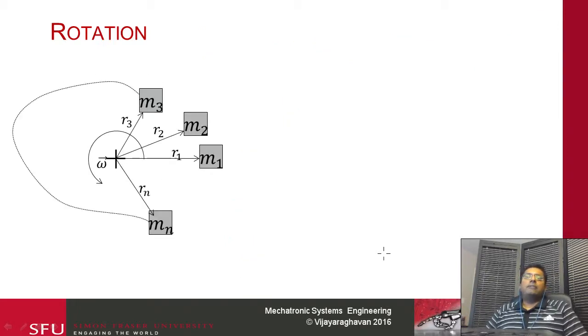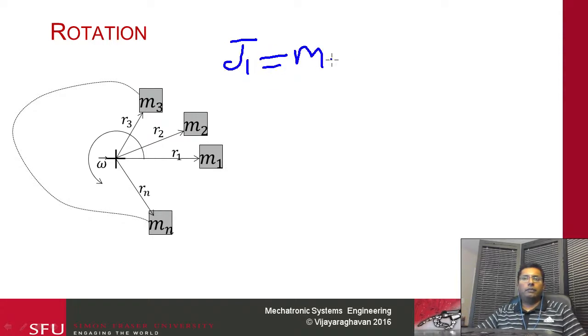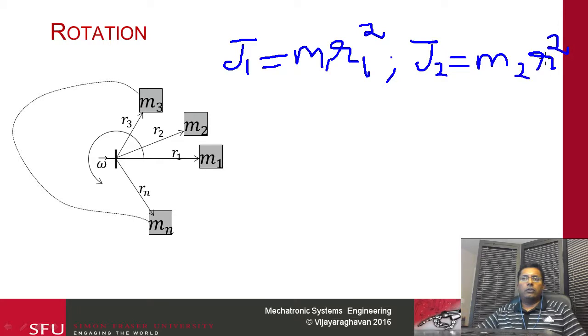So the next question is, what happens if you have distributed particles all over the place? What we can do is calculate the J for each particular object. So if you call it J1, it would be m R1 squared, and then J2 will be m2 R2 squared, and so on and so forth, right? If all of these objects are part of the same system, we need to add up all of these.